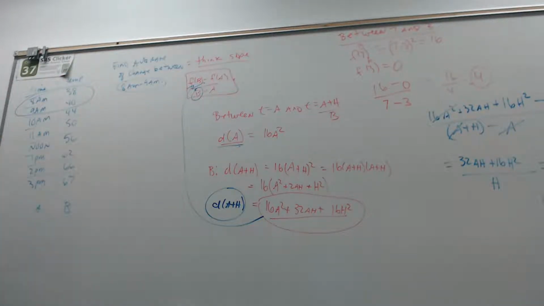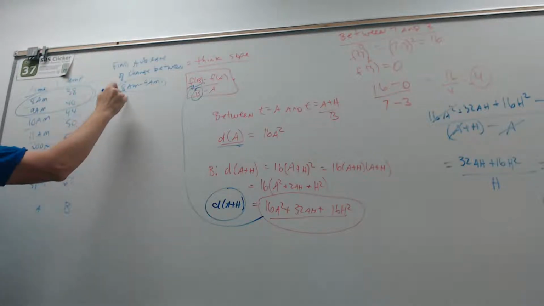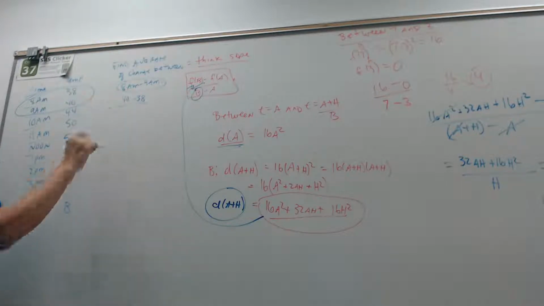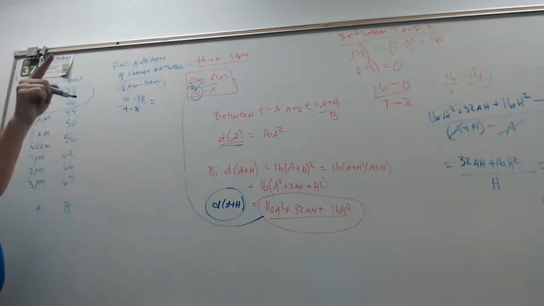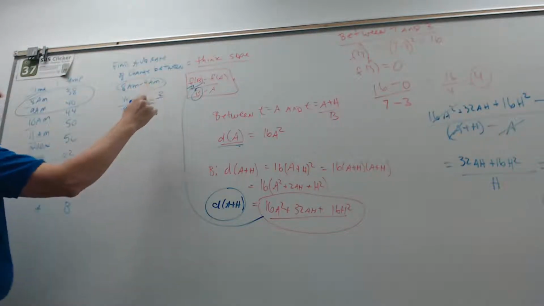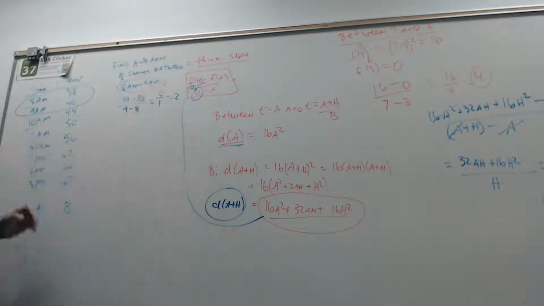Yeah, okay. So then you're gonna do 40 minus 38 over 9 minus 8. So 40 minus 38 is 2, 9 minus 8 is 1, equals 2. Now, it was Bailey, I think, that asked, how do you know which is which? And I said, it doesn't matter, as long as you keep it together.